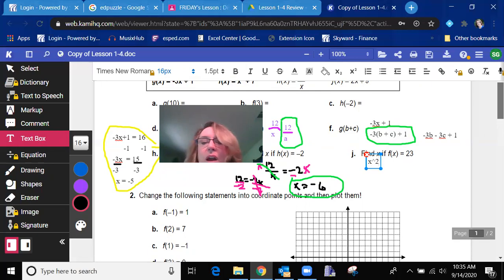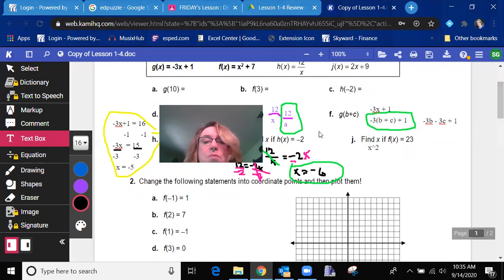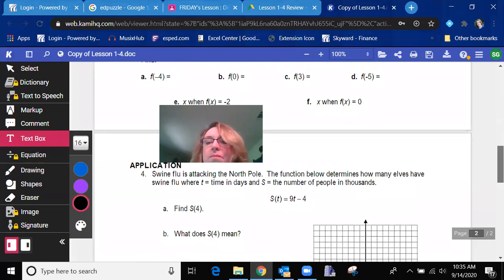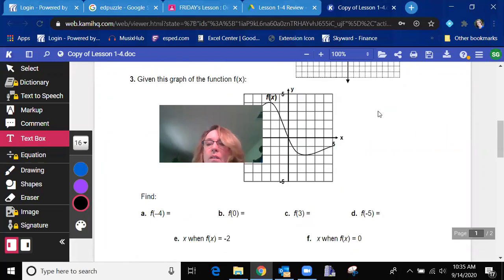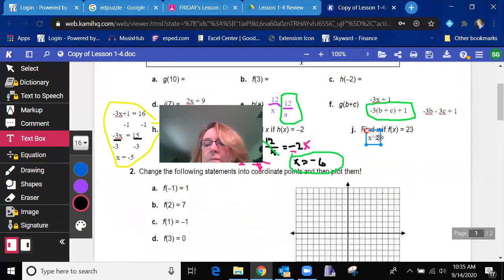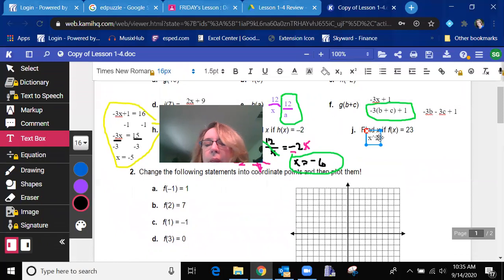If you don't have a square, that's the way you can write a square, with that little symbol called a caret. Plus 7 equals 23. Now I'm trying to get to the x. First we get rid of anything that's plus or minus. I see that plus 7, so I'm going to go down here and go minus 7, minus 7.